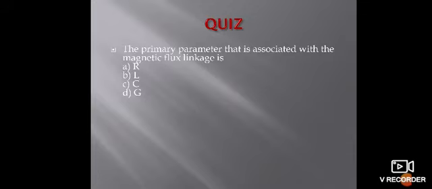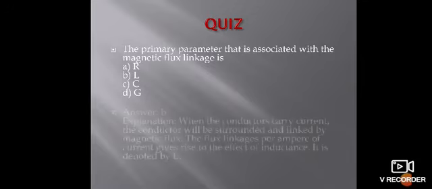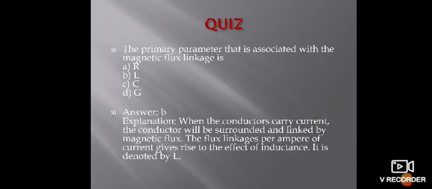The primary parameter that is associated with the magnetic flux linkage is: the first option is R, resistance, the second option is L, inductance, the third option is C, capacitance, and the last option is G, conductance. So what is the correct answer? That is B. The primary parameter associated with the magnetic flux linkage is B, that is inductance.